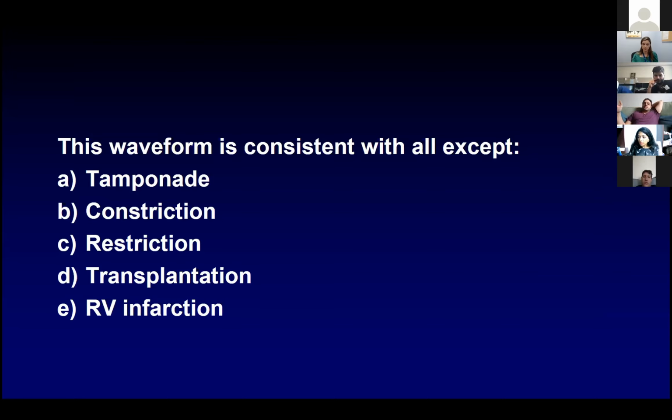In tamponade, you would see an exaggerated variation, yes. Okay, that makes sense.